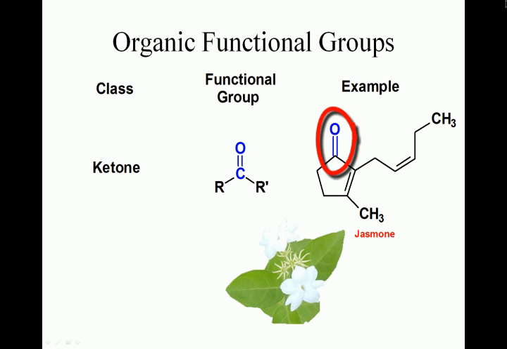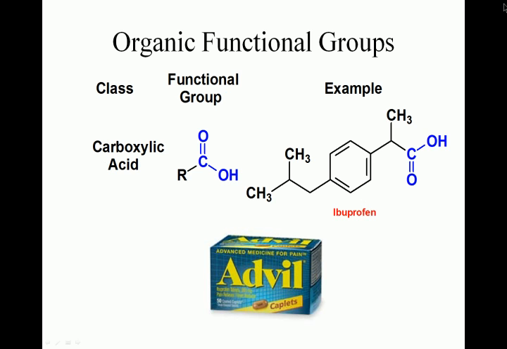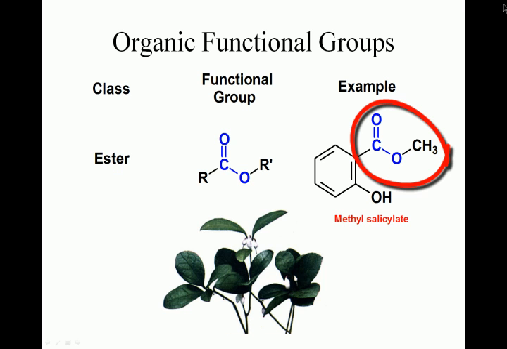Here I have a ketone, and remember that a ketone has a carbon on either side of the carbonyl group, here and here. This also has 2 alkenes. Here's our carboxylic acid in the molecule ibuprofen. Ibuprofen also has an aromatic ring. Here's our ester group in methyl salicylate. The ester group has a carbon on one side of the carbonyl and an OR, or an alkoxy group, on the other side of the carbonyl.